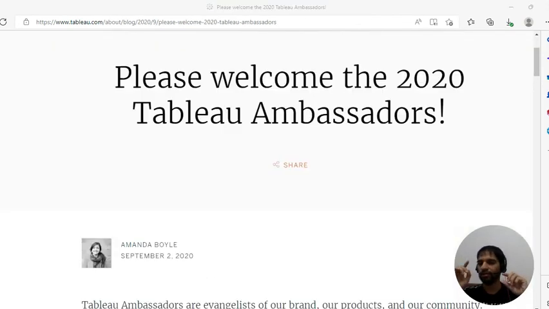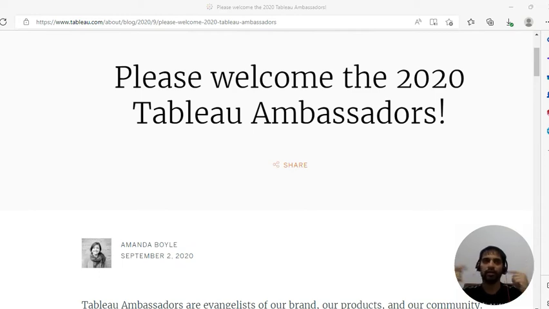Now the one difference is this Tableau Ambassador program is for 1 year. Super User is for 6 months. If your performance is good, then it will not just be reviewed, but it will be extended. And they will review whether your performance is good and you are active in the community, so then you will be called again.